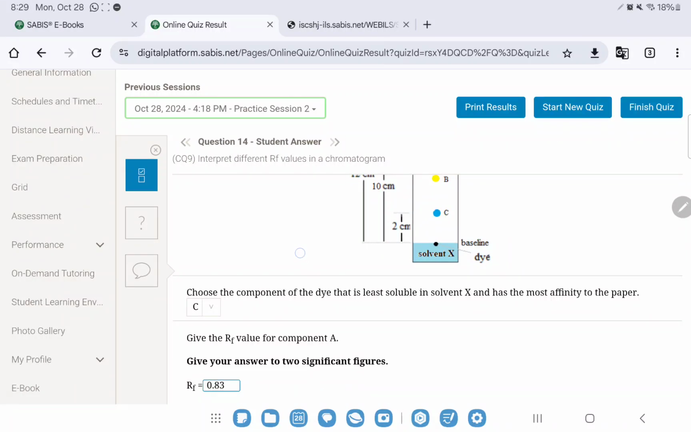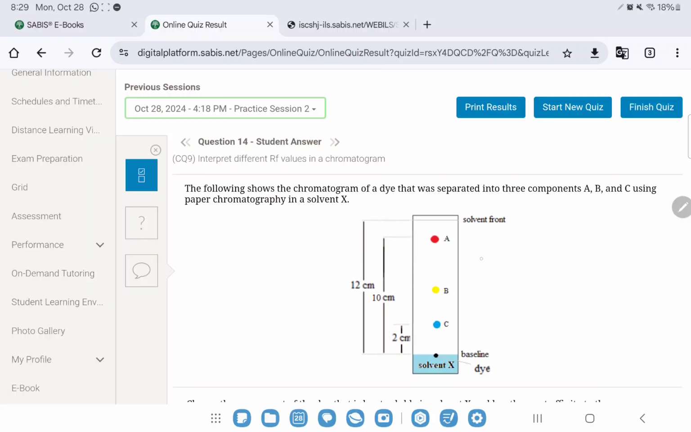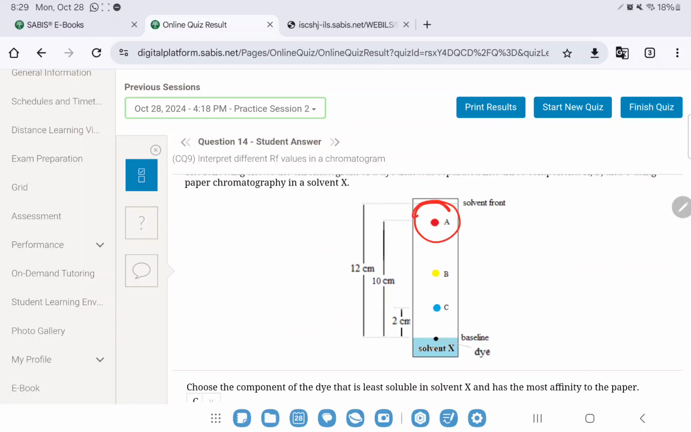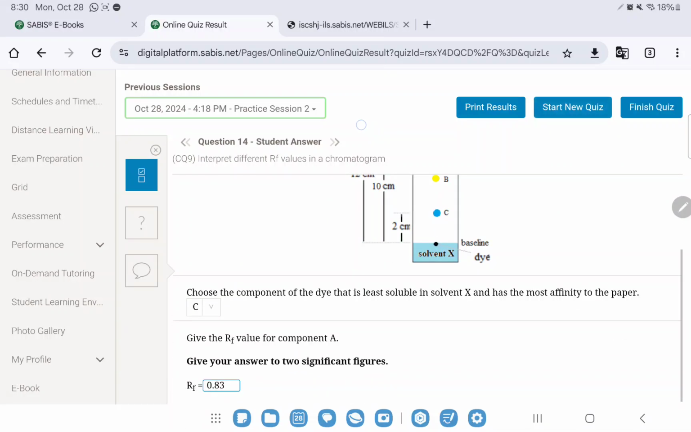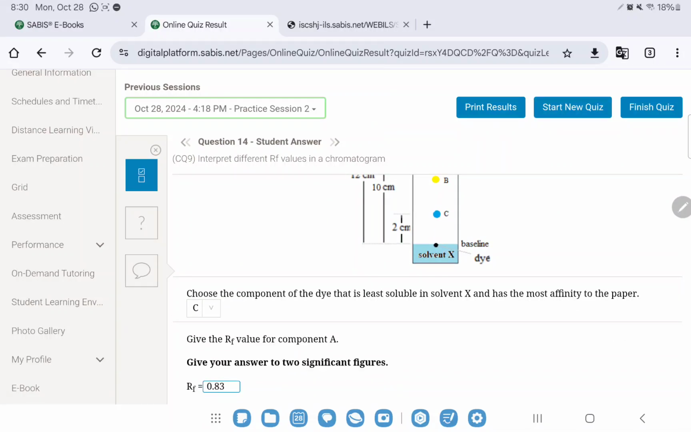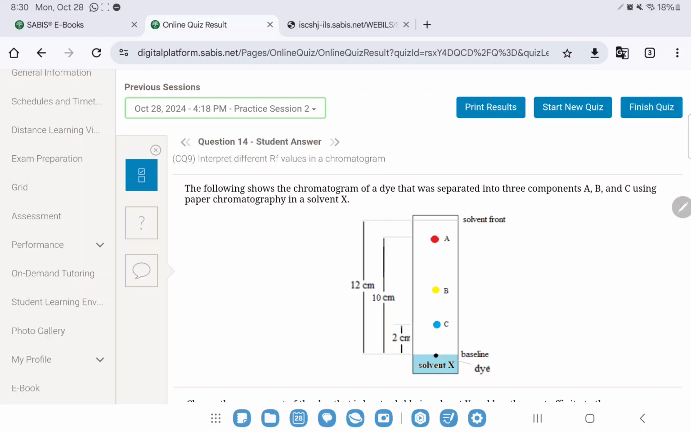Now, find the RF value for component A. They want the RF value. How do we find it? What you do is really simple. You take this distance, and you take the total distance, and you divide this by this. 10 divided by 12 equals 0.83, I think, or is it 0.80? Yeah, 0.83 to two significant figures. That's it.